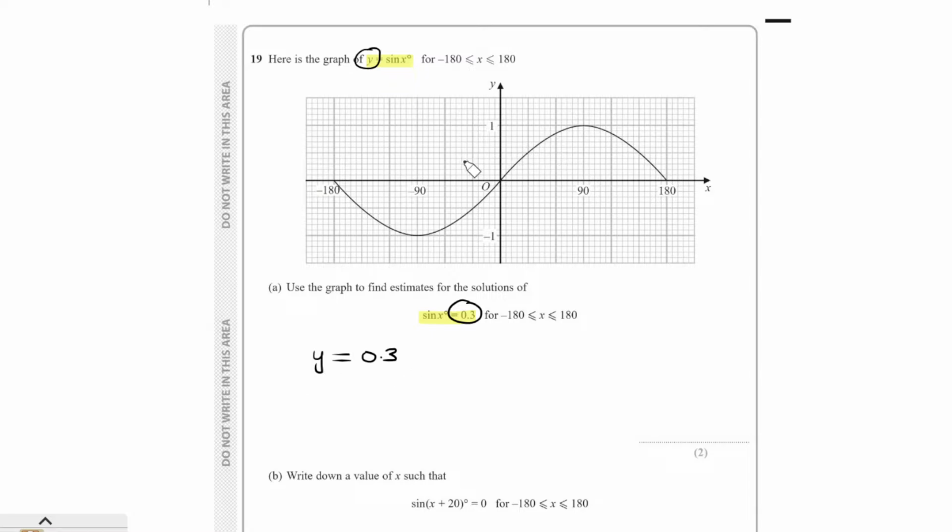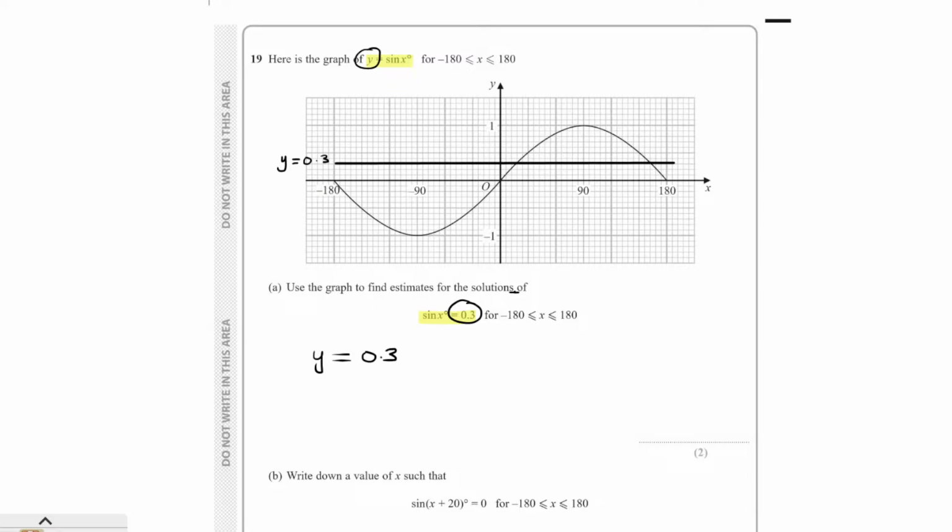Make sure you get it accurate, make sure you've got the scale. 0.3 is here, isn't it? Draw a line all the way across. It said find estimates for the solutions, as in there's multiple solutions, which you can see because our line, y equals 0.3, crosses that sine graph in two places. So that's the two solutions, isn't it?